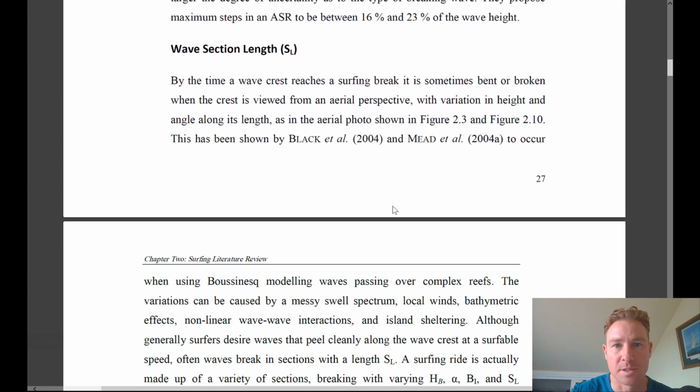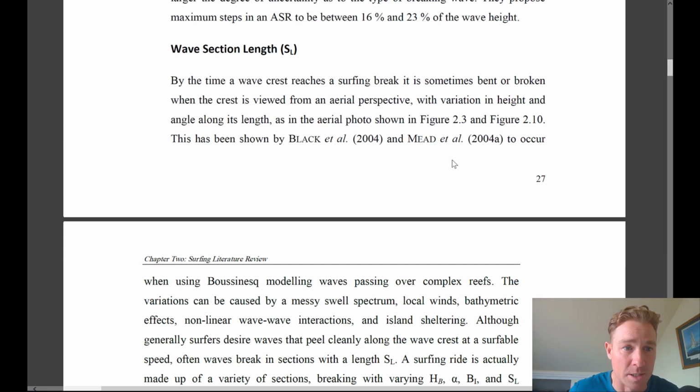So I'm going to scroll down to that last parameter, and then we're going to go deep into that one in a moment. But we're going to scroll down to wave section length. When you look at a wave from an aerial perspective and you see the peel angle, well, the peel angle is only for a certain period of time or a certain section length, and so many waves, especially beach breaks, you have a section and then it kind of closes out and then there's another section. So when you're riding along a wave, you're going to have different section lengths and different peel angles, and you'll also have different breaking intensities, and different heights as well.